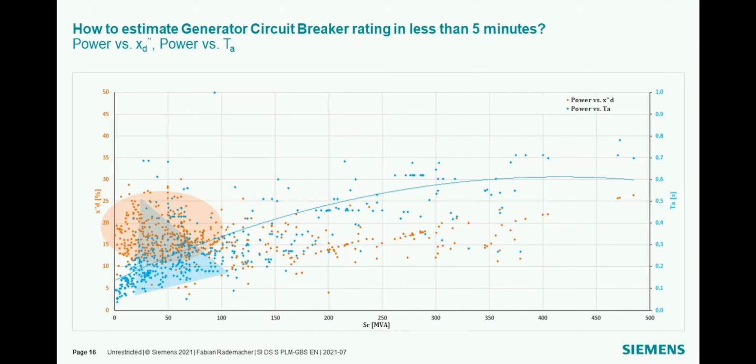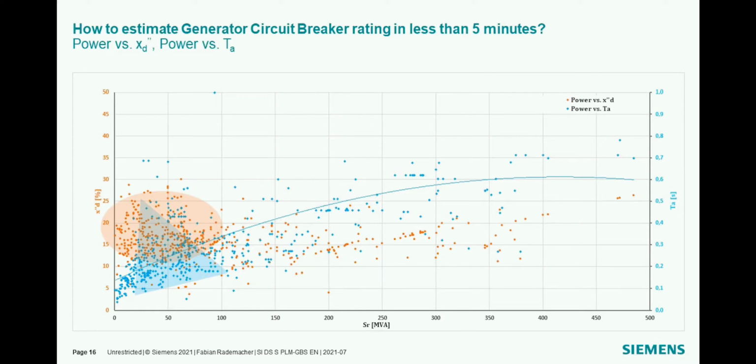But this does not mean that the breaking capability of the generator circuit breaker will be much higher than expected. Of course, you will need a higher breaking current, but we are confident enough with the Siemens GCB and GBS portfolio that we can fulfill the ratings up to 500 megawatts.